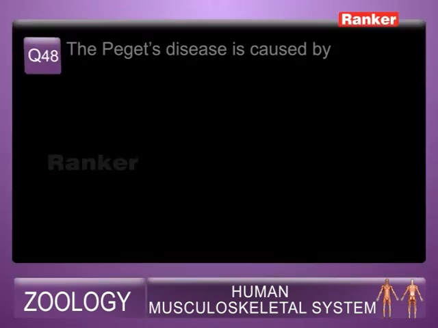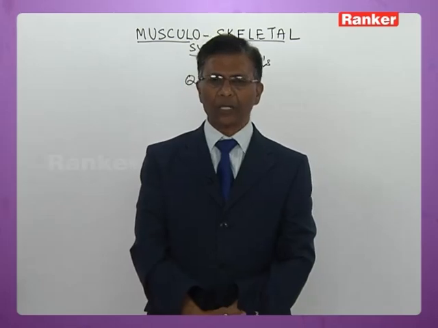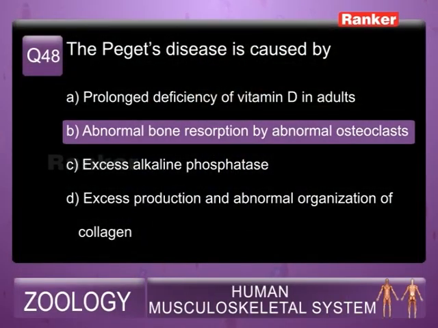48th, Paget's disease is caused by A, prolonged deficiency of vitamin D in adults, B, abnormal bone resorption by abnormal osteoclasts, C, excess alkaline phosphatase, D, excess production and abnormal organization of collagen. Resorption of the bone is called Paget's disease. So the answer is B.